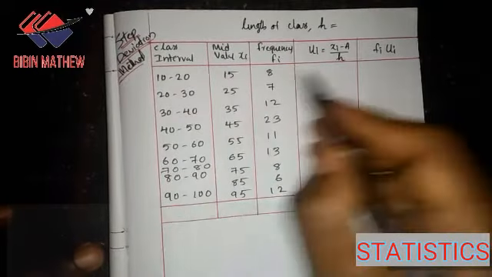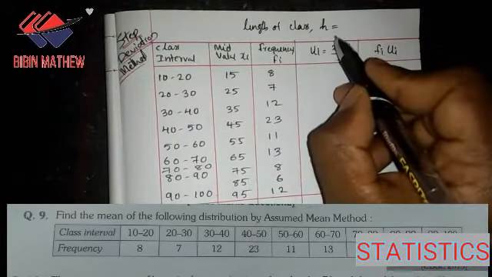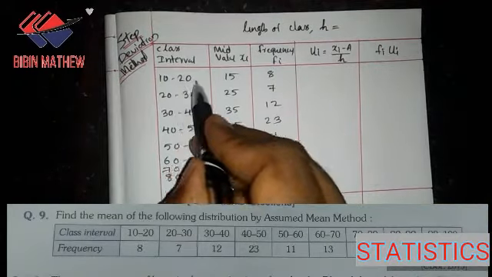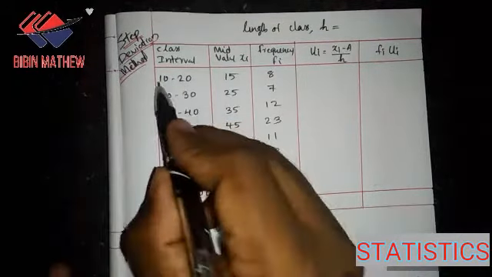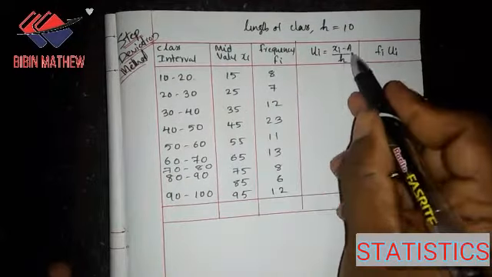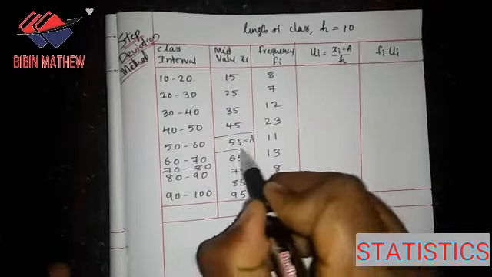Again we are coming with the same question, but here a new term is the class length, the length of the class. What did I say about the length of the class? It is upper limit minus lower limit. 20 minus 10, that is 10, is the class length. Now here also you have to find a. So as usual you will take the center term as a.